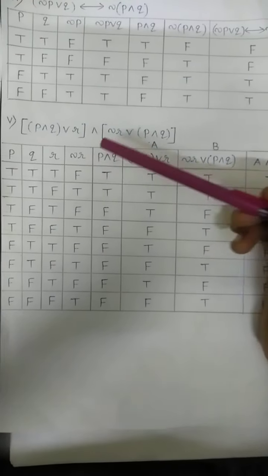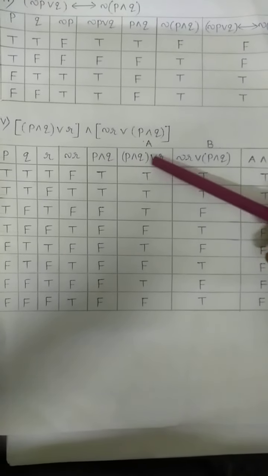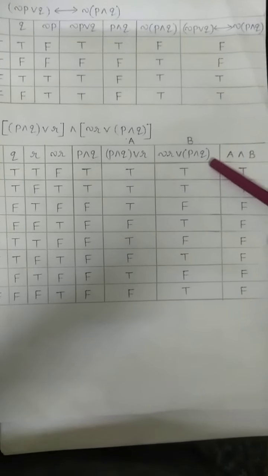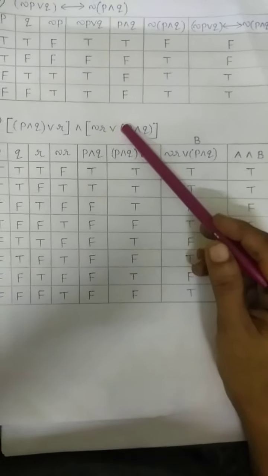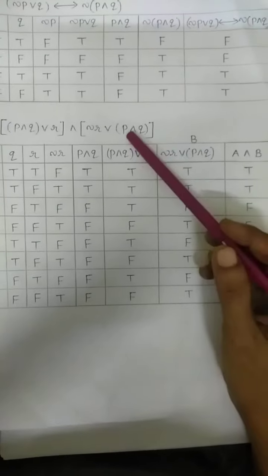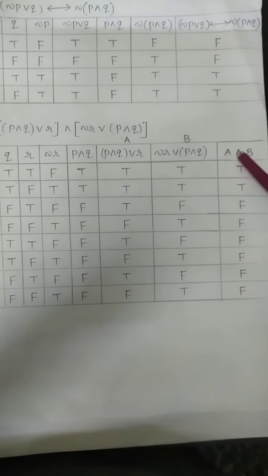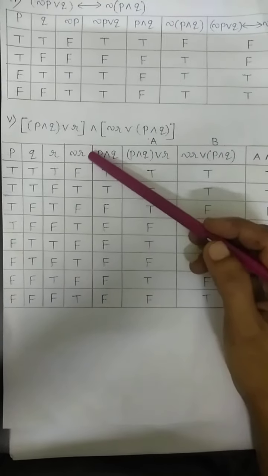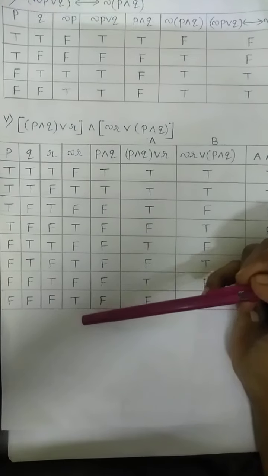Negation of R we require, then P and Q, then P and Q or R, then negation of R or P and Q, and finally the entire statement. Since we cannot write such a big statement in the last column, we call this A and this B, and finally we will write A and B. Now negation of R: T will become F, F will become T.